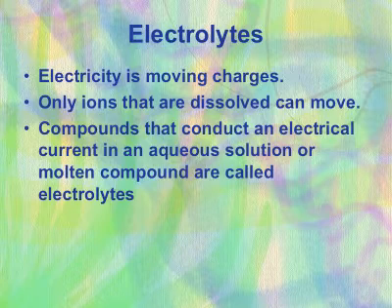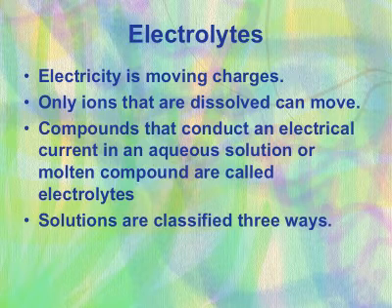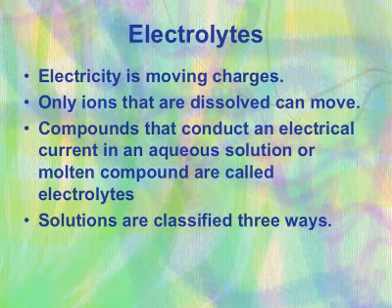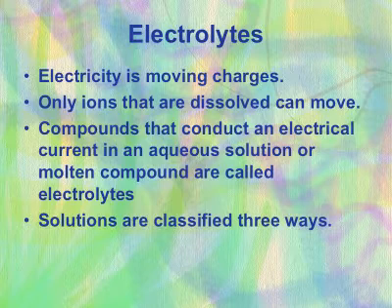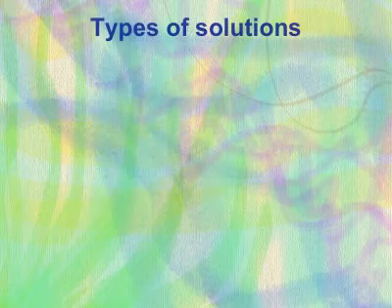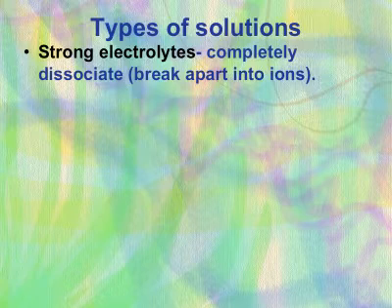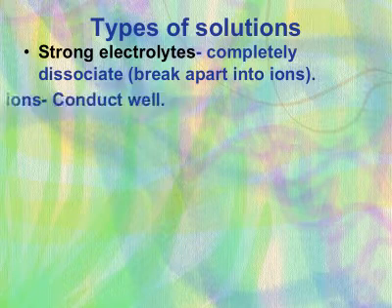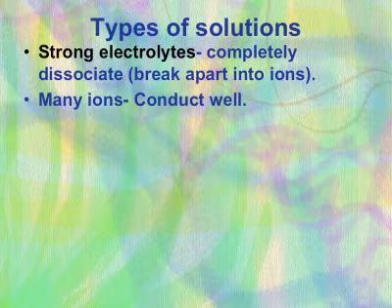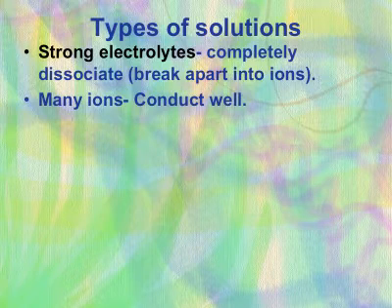First of all, we can classify our solutions in 3 ways. The first one is a strong electrolyte. Strong electrolytes means they can completely dissociate. Dissociate means you can break them up into their ions. These ions are very good conductors. So strong electrolytes will completely break apart. Every single one of them in the solution will break apart into their ions, and there will be no compound left.